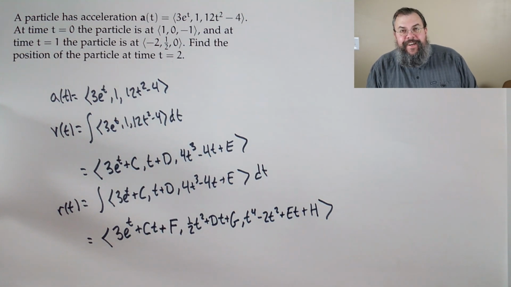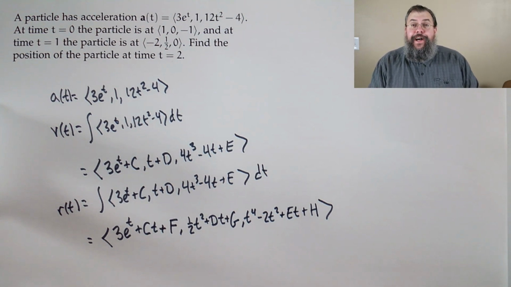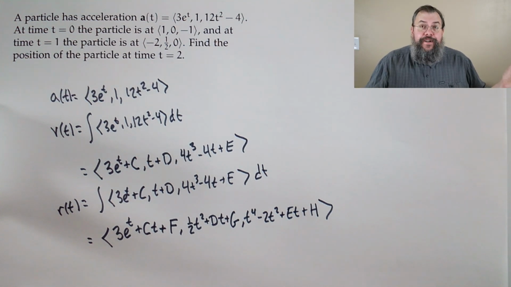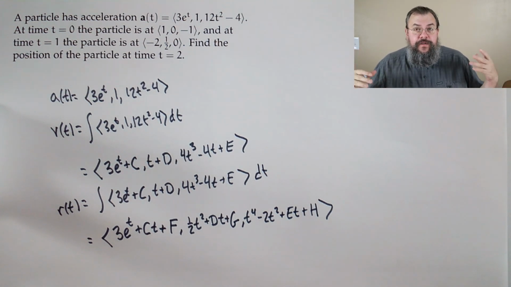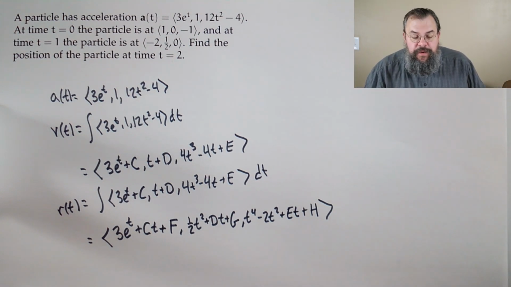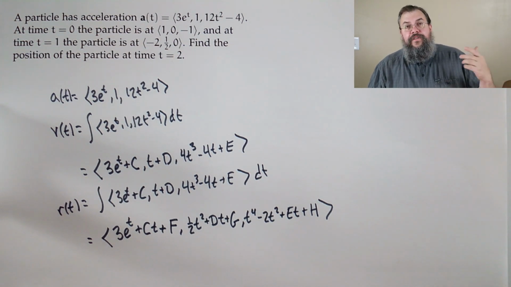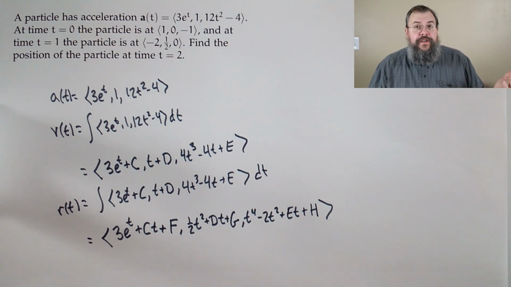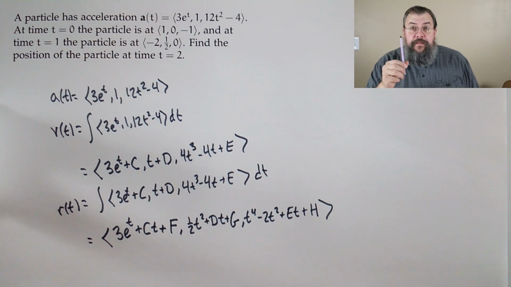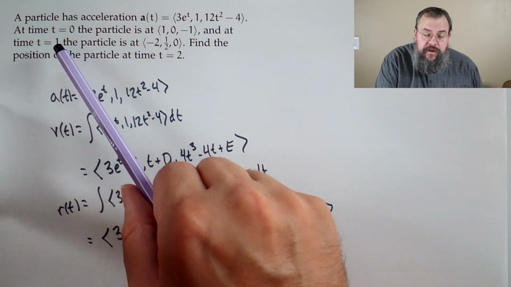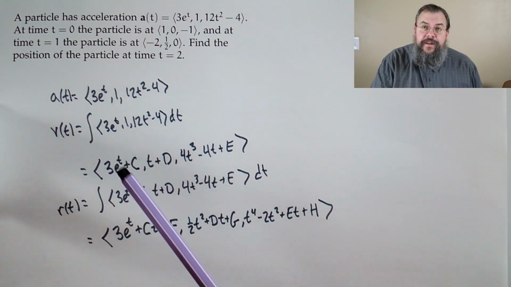Okay, we made it. Now we have a lot of things we don't know. So we can't plug in 2, because if we plugged in 2, our answer would involve all these constants, which we don't know what they are. That doesn't help us. What we have to know is what the constants are. To do that, we need to use information that we've been given. We've been told something about where we are at time 0 and where we're at time 1.